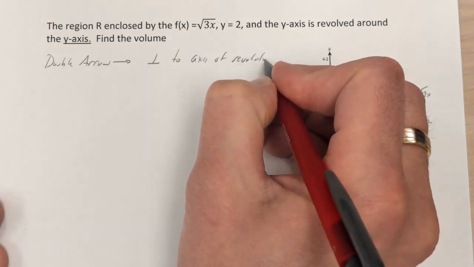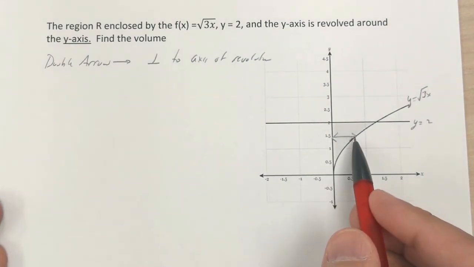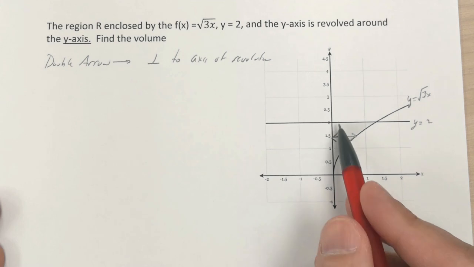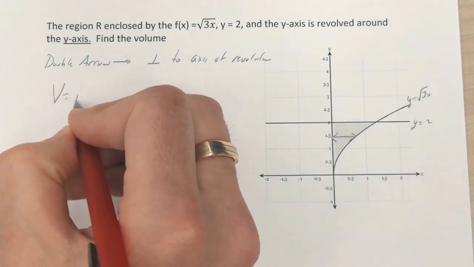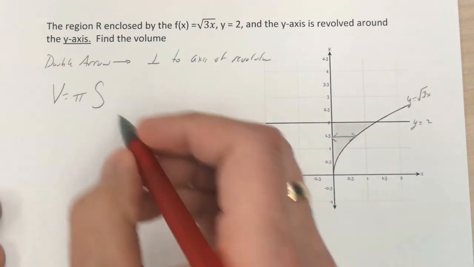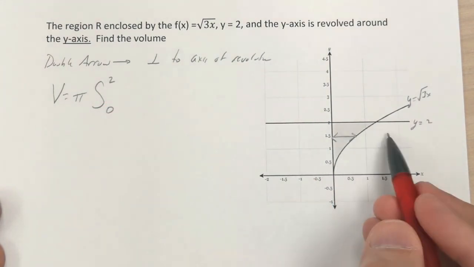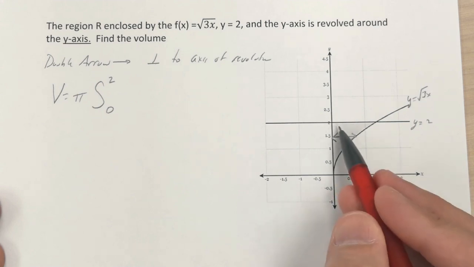And so if you go around the y-axis or a line parallel to the y-axis, your double arrow is going to go horizontal. It also means that everything has to be in terms of y, because your double arrow is going to slide from top to bottom. It's still going to be the same formula. My volume is going to equal pi integral, but now I'm sliding from 0 up to 2. Those are actually y values. So we're not going this way. We're not sliding left and right. We're sliding up and down, so they're y values.